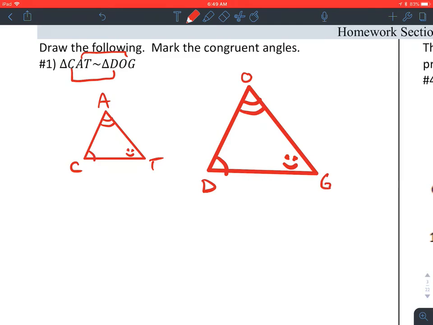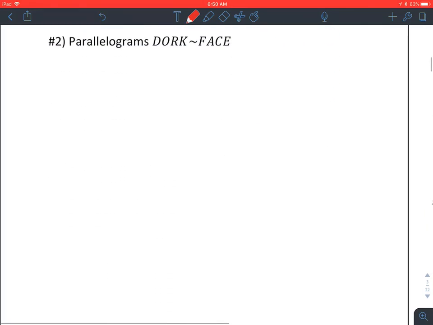Now this is not enough to show that these two triangles are similar. Corresponding sides have to be proportional. So let me add some numbers to this. Let's say this is 3, 4, and 5. If the DOG triangle, let's say, is 10 times bigger than the CAT triangle, I just need to take each corresponding side and multiply it by 10. And now I know for sure that the corresponding sides are proportional. That makes these two triangles similar.